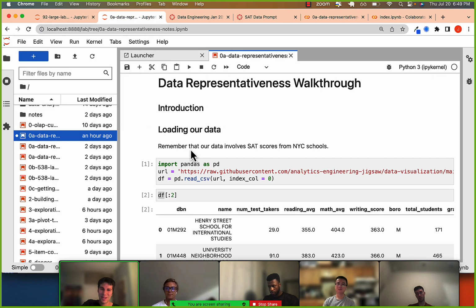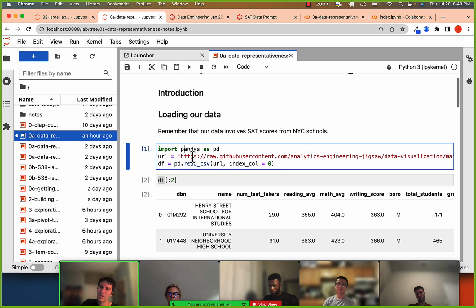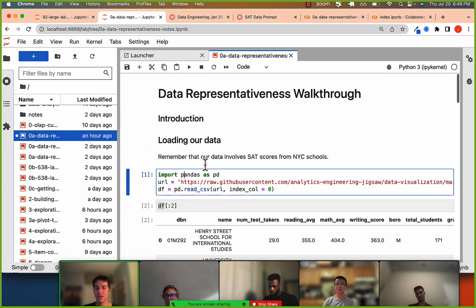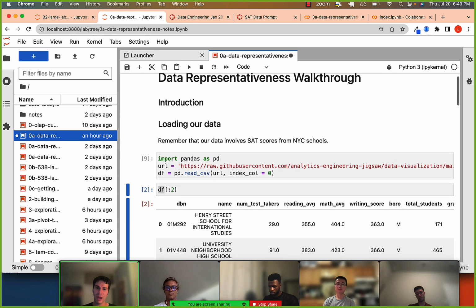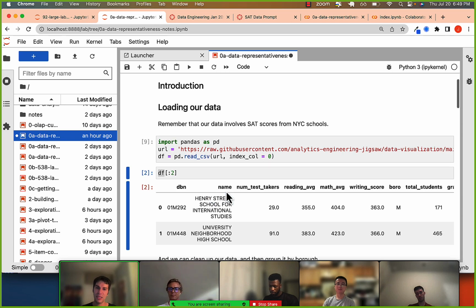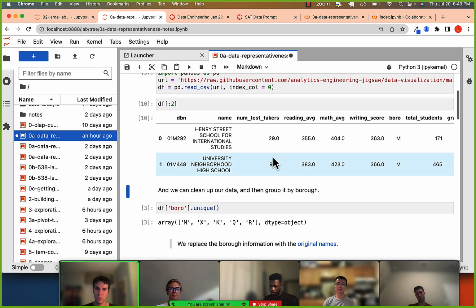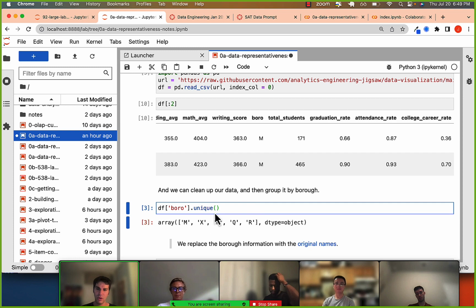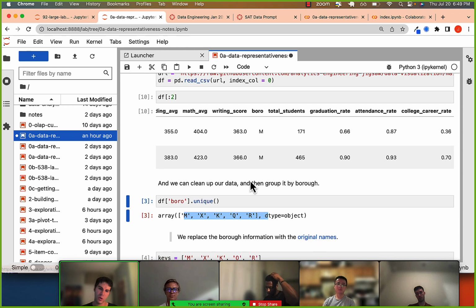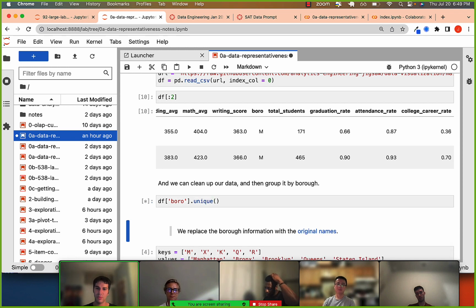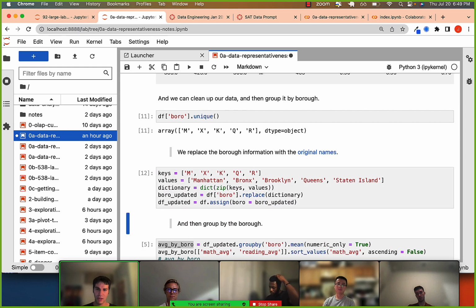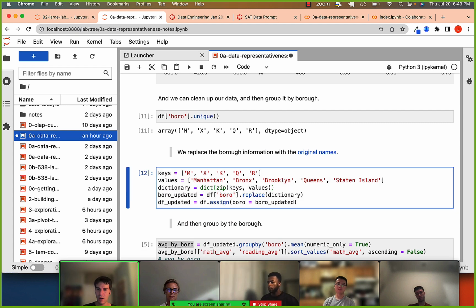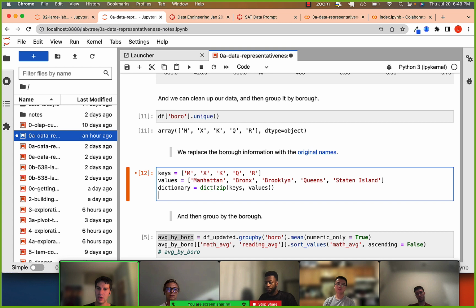Into data representativeness. This is the next lesson, which is, okay, we have this data. It's SAT data from New York City schools. And for these different boroughs, I just googled on Wikipedia what these abbreviations mean, because I didn't know. Apparently, this is how they correspond. What I'm doing here is creating a dictionary.